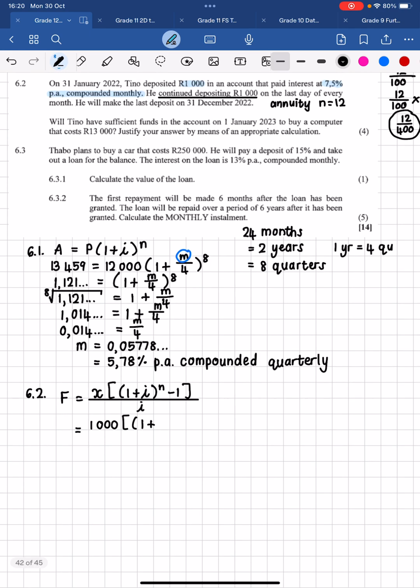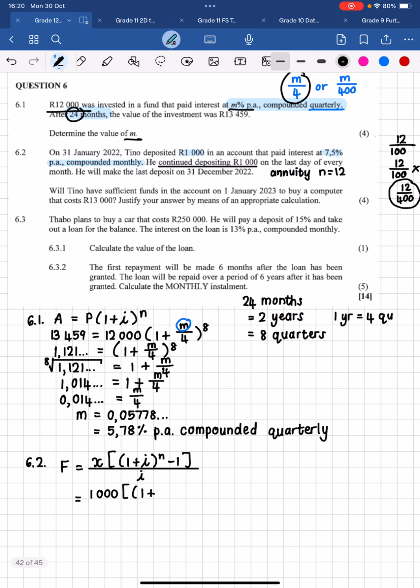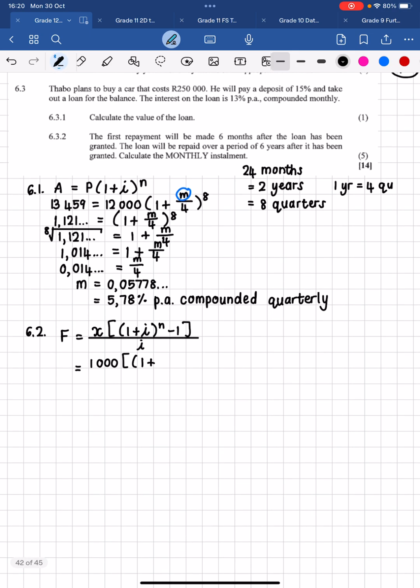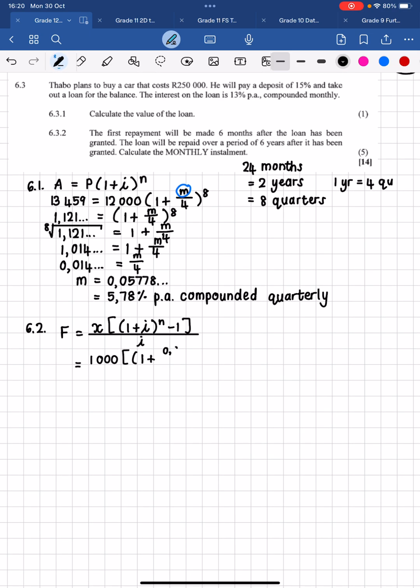I'm just going to fill in here. What was this interest rate again that they told us? It was 7.5% compounded monthly. So I'm going to write that as 0,075 over 12. And now remember, he made his first payment at the end of January, and then every month after that until the 31st of December. So that was 12 payments.